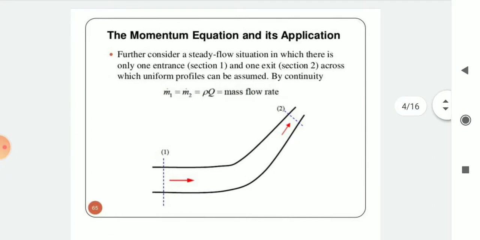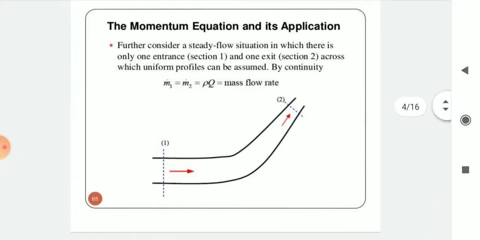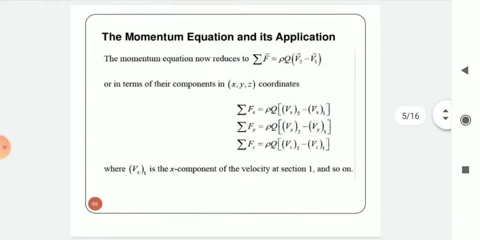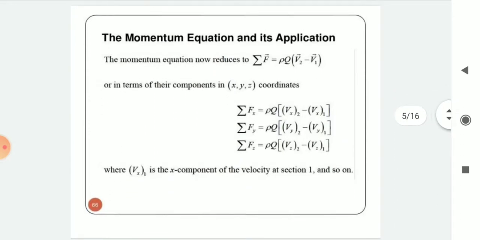Further, consider a steady flow situation in which there is only one entrance, that is section 1, and one exit, that is section 2, across which uniform profiles can be assumed. By continuity, m1 is equal to m2 is equal to rho Q, the mass flow rate. You can see it in the figure. The momentum equation and its application.